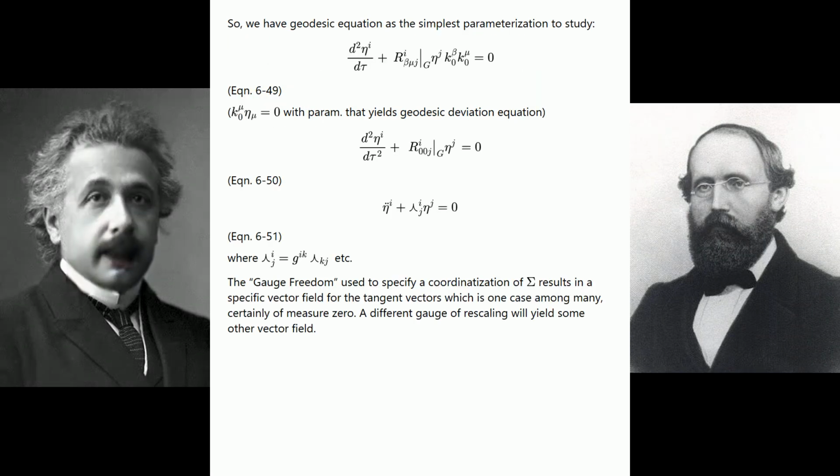So, we have geodesic equation as the simplest parameterization to study. Equation 6-49. K sub 0 to the mu eta sub mu equals 0 with permutation. That yields geodesic deviation equation. Equation 6-50. Equation 6-51. Where curly R sub j to the i equals the ik of R curly sub kj etc. The gauge freedom used to specify a coordinatization of sigma results in a specific vector field for the tangent vectors, which is one case among many, certainly of measure 0. A different gauge of rescaling will yield some other vector field.